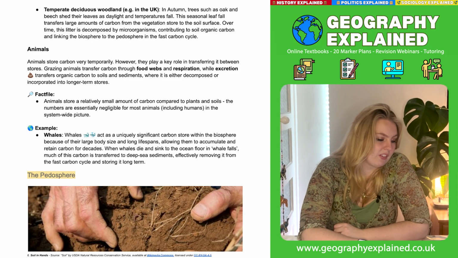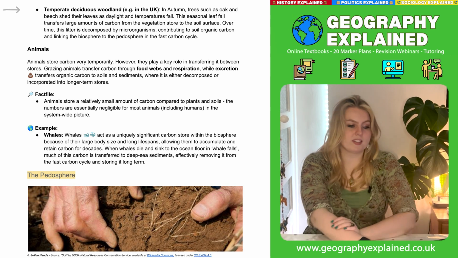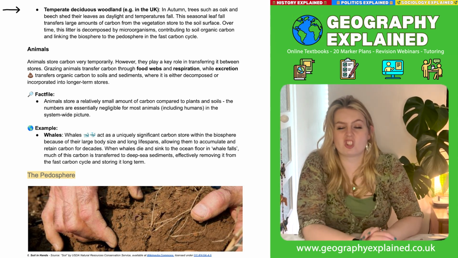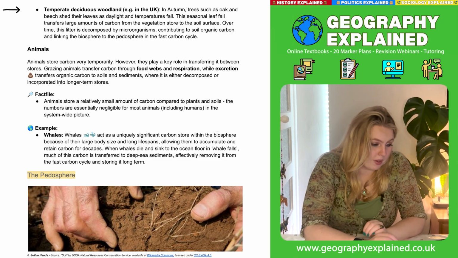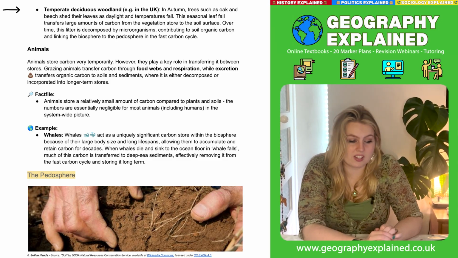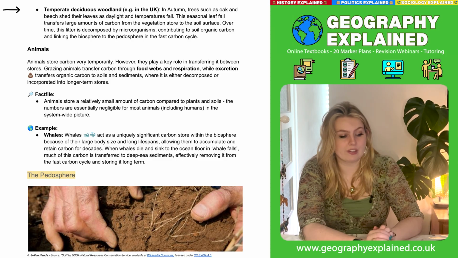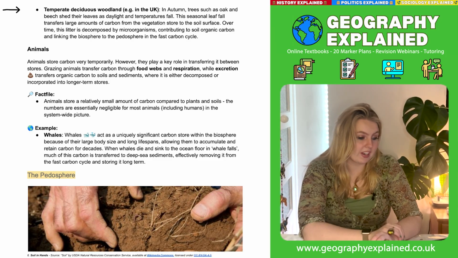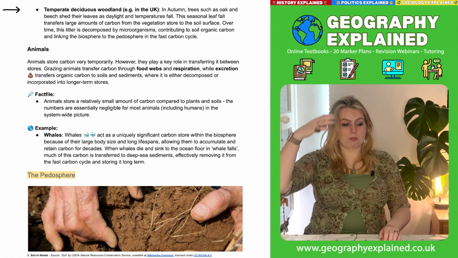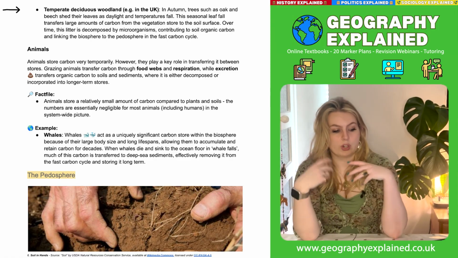But when we think of an example, it might be temperate deciduous woodland. So generally the type of woodland that tends to dominate the UK. We might see trees such as oak and beech shedding their leaves in the autumn as daylight and temperatures fall, and that transfers a really large amount of carbon from the vegetation store to the soil surface.